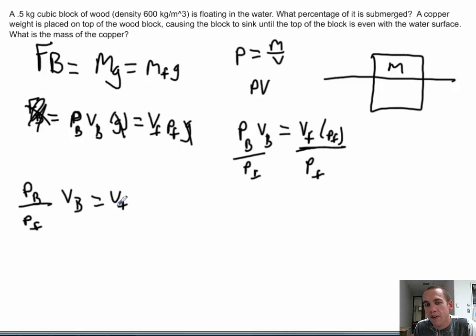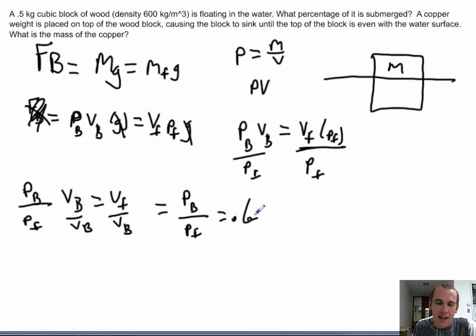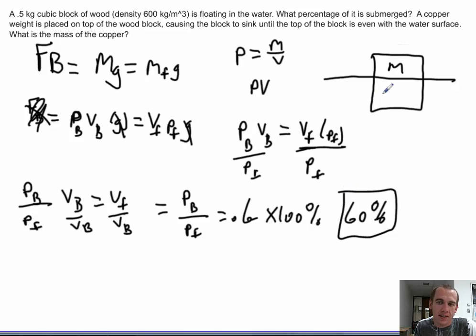But I don't really want to know the volume of the displaced fluid. I want to know what percentage of the block is underneath, which means I want to know what this volume is compared to this volume. So I'm going to divide by V_B on both sides, and what I get is the density of the block divided by the density of the fluid gives me the ratio of the displaced fluid volume to the block volume. So all I have to do is take 600 divided by 1,000, which is 0.6, and I want that in percent, so times 100%, and I get 60%. Okay? 60% of this block is submerged.